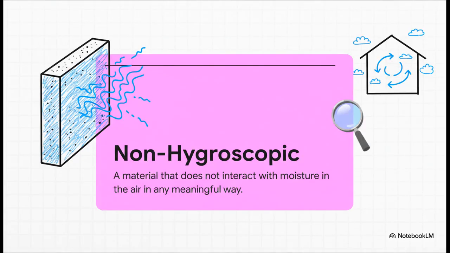There's a scientific term for this property, or I guess for this lack of a property. It's non-hygroscopic. It simply describes a material that doesn't actively exchange moisture with the air around it. And this is a key characteristic of materials like concrete.